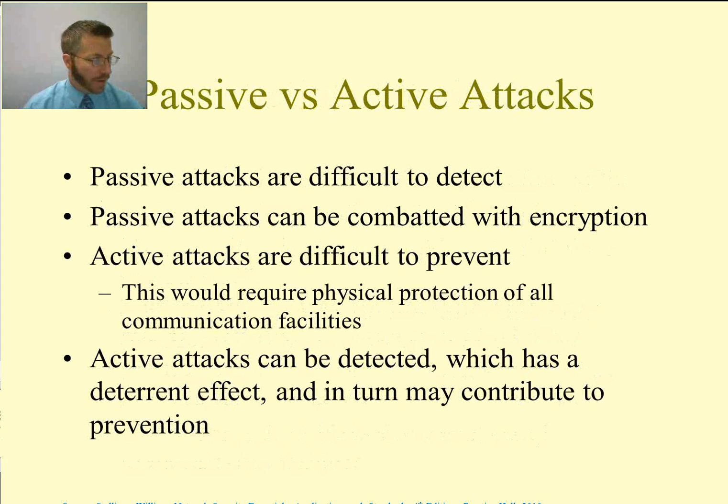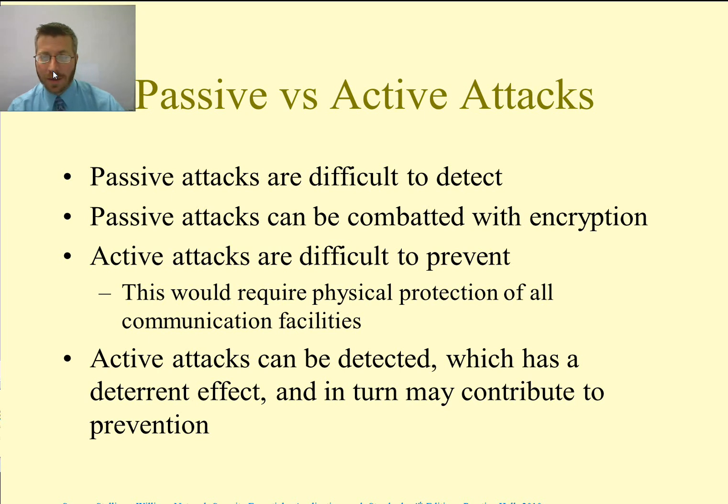Okay, here's an overview of the differences between passive and active attacks. First of all, passive attacks are difficult, if not impossible, to detect. They typically can be combated with encryption. As long as we're encrypting the data that's going back and forth, we probably will be able to combat a passive attack. Active attacks, on the other hand, are going to be very difficult to prevent, if we're even able to prevent them. This would require physical protection of all communication facilities and the exclusion of being able to communicate with any of the computers. So they're difficult to prevent, if not impossible to prevent.